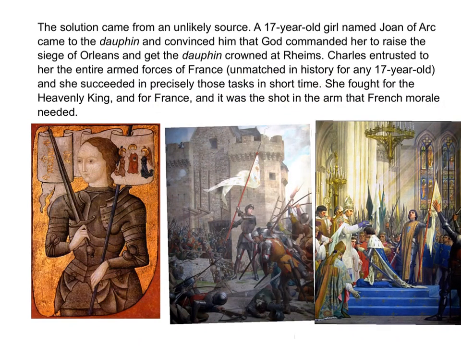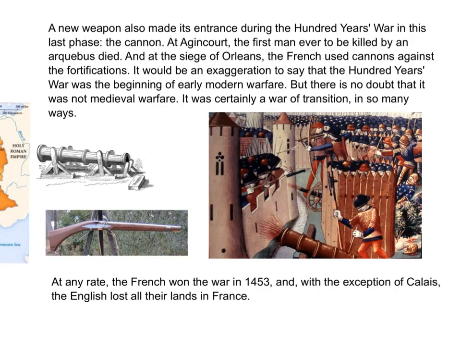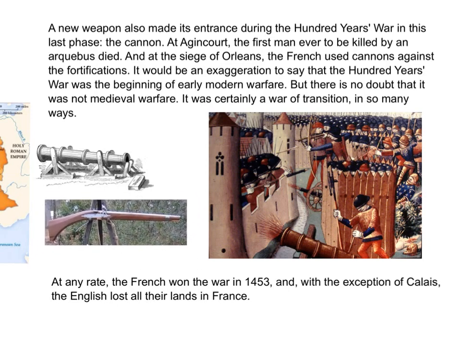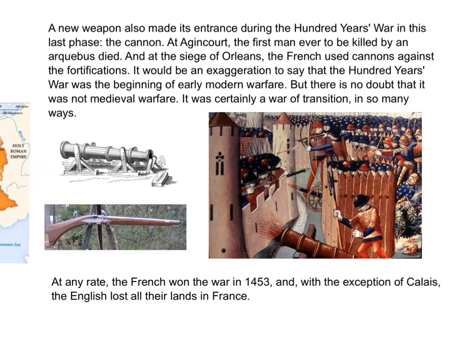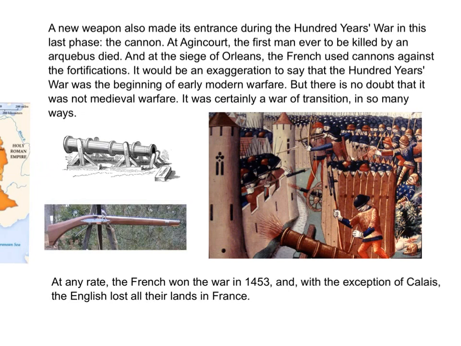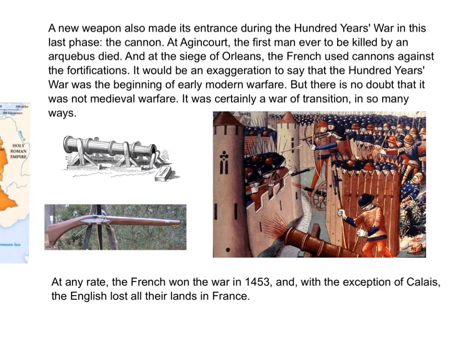She fought for the heavenly king and for France, and it was the shot in the arm that the French morale needed. A new weapon also made its entrance during the 100 Years' War in this last phase, the cannon. At Agincourt, the first man ever to be killed by an arquebus died. Here's an arquebus right here. It's a predecessor of the musket and a descendant of the hand cannon. This is a hand cannon right here that was already used in the 14th century. And at the siege of Orleans, the French used cannons against the fortifications.